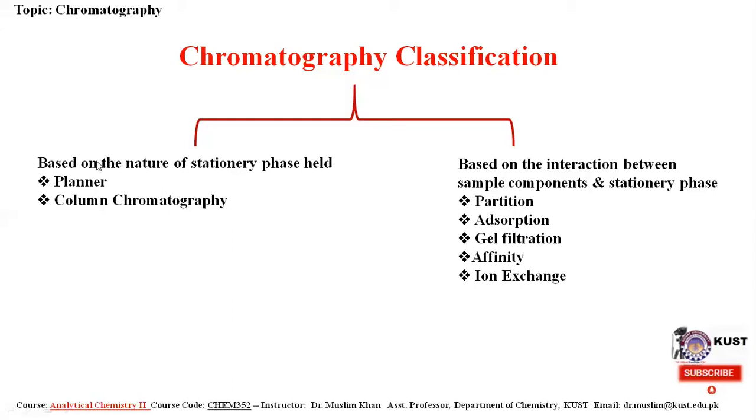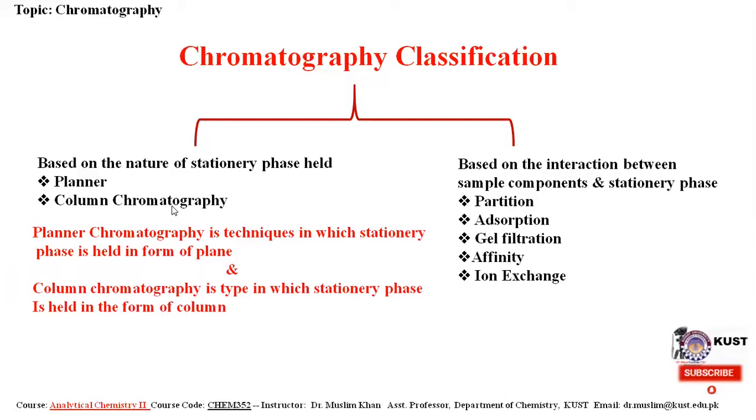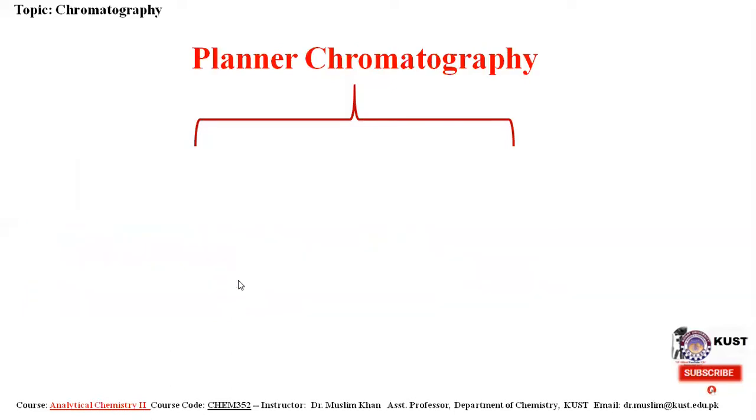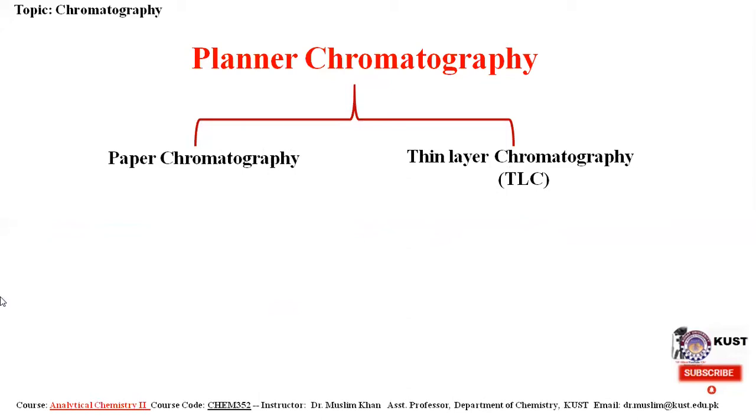So first we have to discuss planar and column chromatography. Planar chromatography is a type of chromatography in which the stationary phase is held in the form of a plane, while column chromatography is a type in which the stationary phase is held in the form of a column. First we discuss planar chromatography and then column chromatography, and later on the different types of the second mode of classification. Planar chromatography has two types: paper chromatography and thin layer chromatography. First we discuss paper chromatography and then thin layer chromatography.